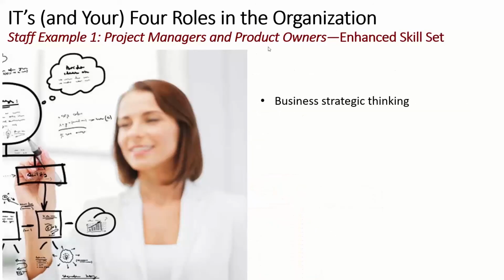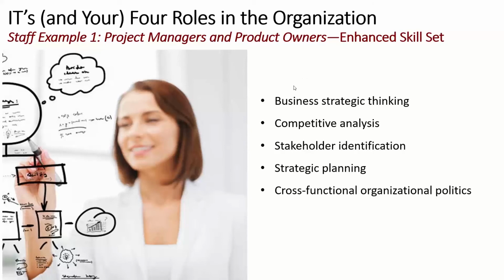So now, as an example of that, what do the PMs and the product owners need? Well, they have to understand business strategy, competitive analysis, stakeholder identification. In other words, who are the decision makers in your organization that you have to make sure this goes along with? Strategic planning. There we go. And cross-functional organizational politics. Now, when you think of a typical IT role, don't you think about competitive analysis and strategic planning? No. My point here is if you want to get a seat at that business table, you should.